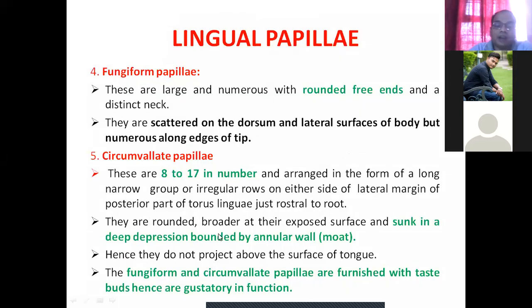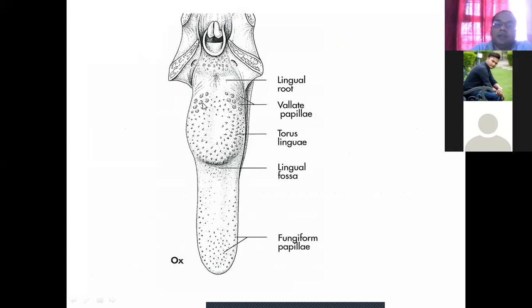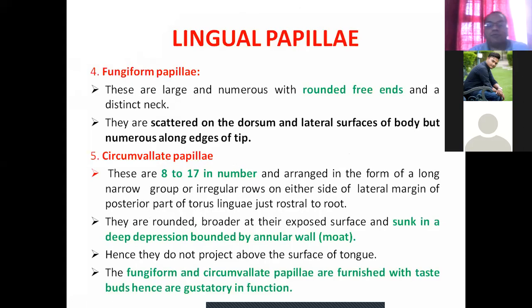Another thing, they are rounded, and their exposed surface is sunk in a deep depression. So you cannot feel these papillae by touch on gross appearance, because they go inside the tissue and form a moat-like appearance. And its sensory structure is situated within this moat. So this circumvallate papillae is not elevated on the surface of the tongue.